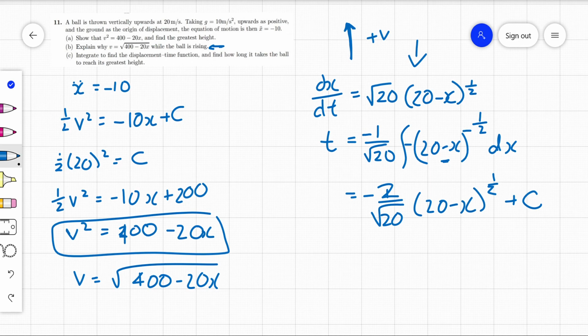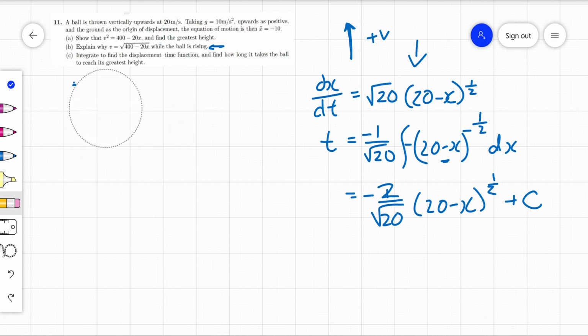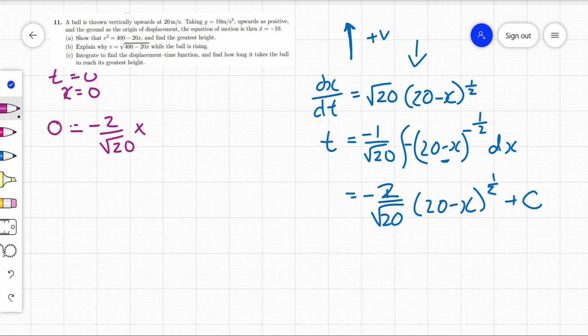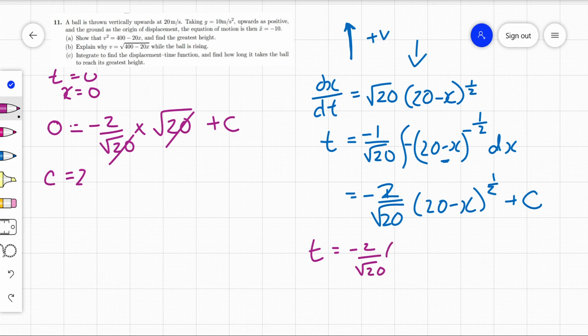So initially, x equals 0. So putting that in, I'm going to get 0 equals minus 2 on root 20 times 20 minus 0 to the half, so root 20, plus c. So you can see that c is going to be 2. So let's put that in. So I've got t is minus 2 on root 20 times 20 minus x to the power of a half, and I'm going to have plus 2.